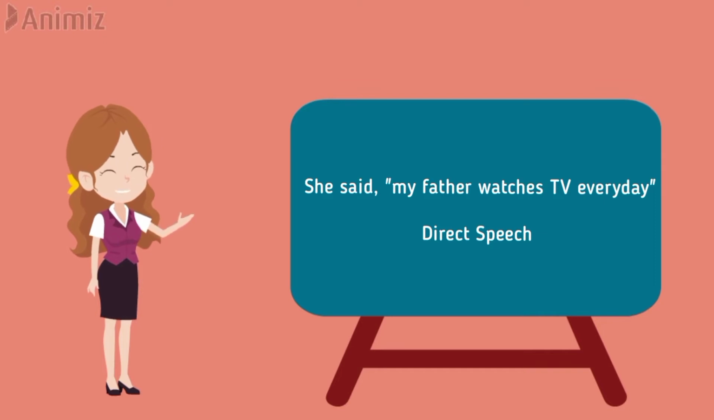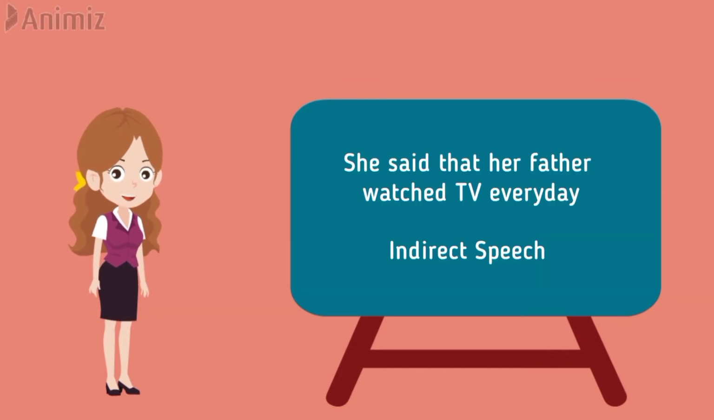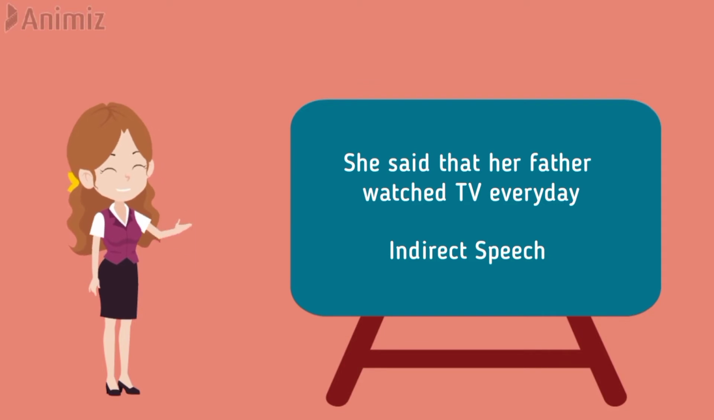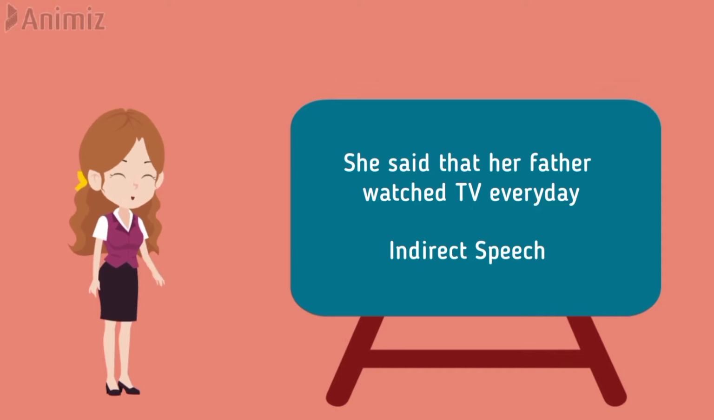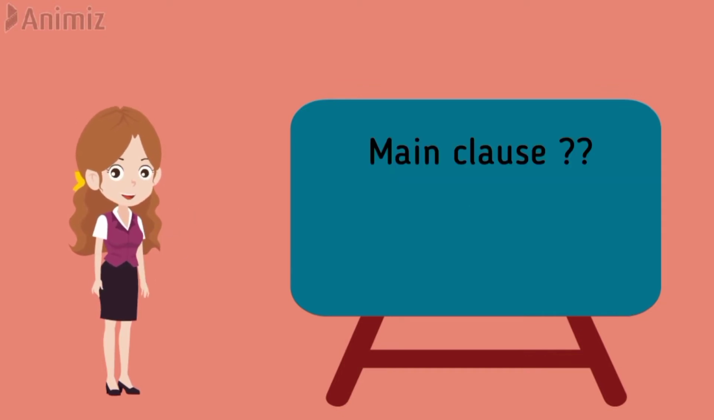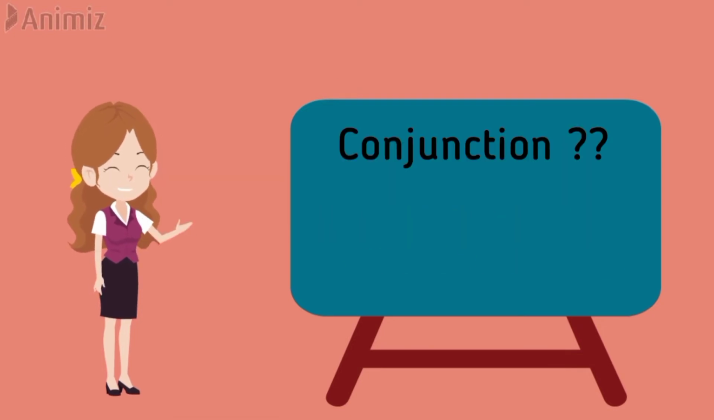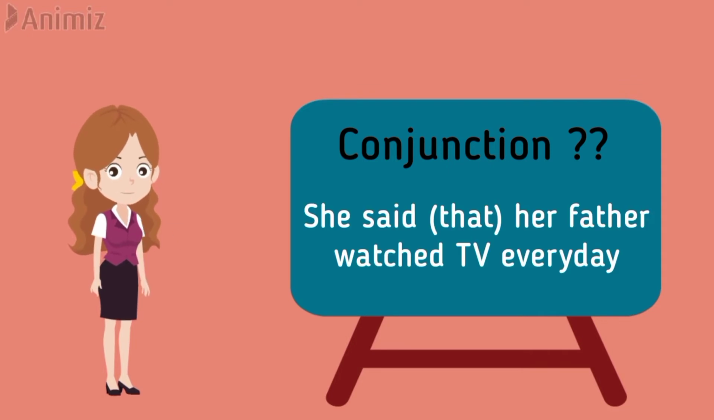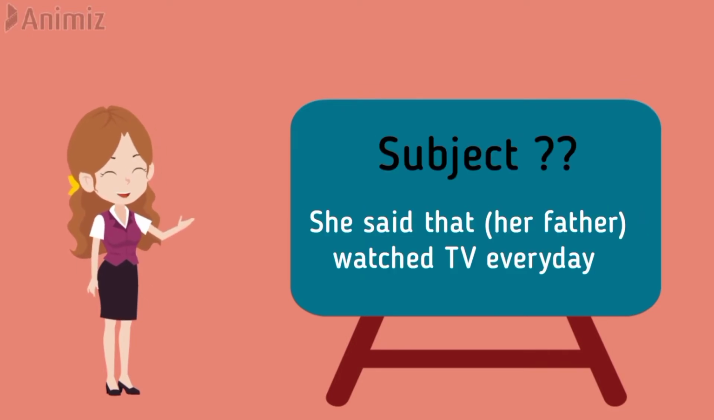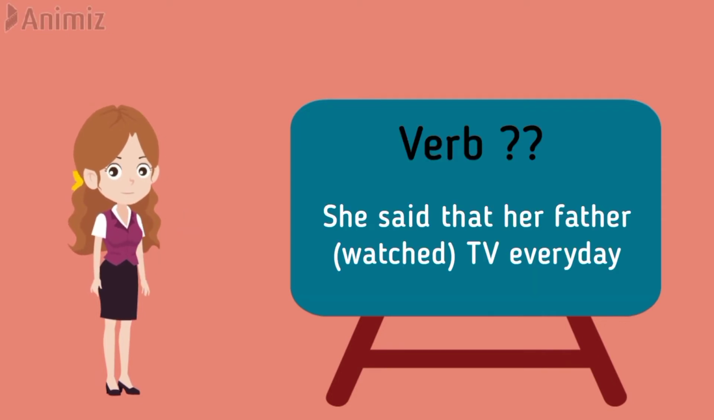Changing to indirect speech, indirect sentence pattern: She said that her father watched TV every day. What's the main clause? The main clause, she said. What is the conjunction? Conjunction is that. What is the subject? Subject, her father. And where is the verb? Verb is watched.